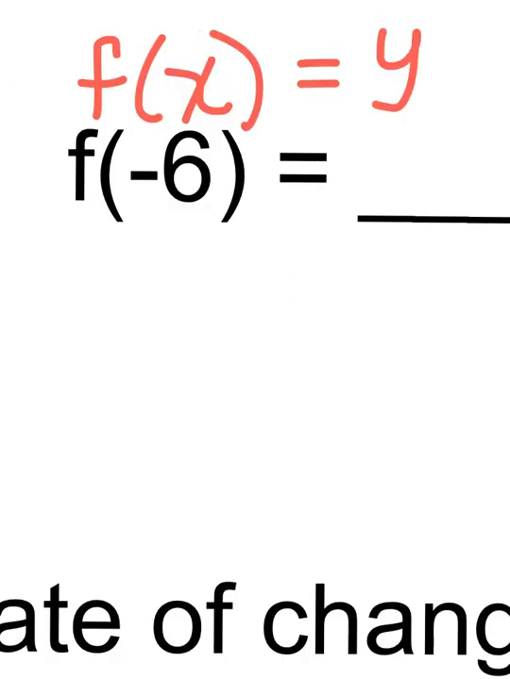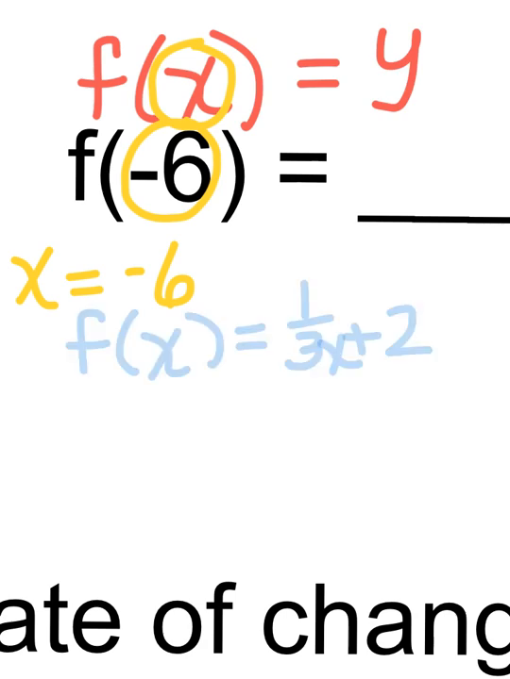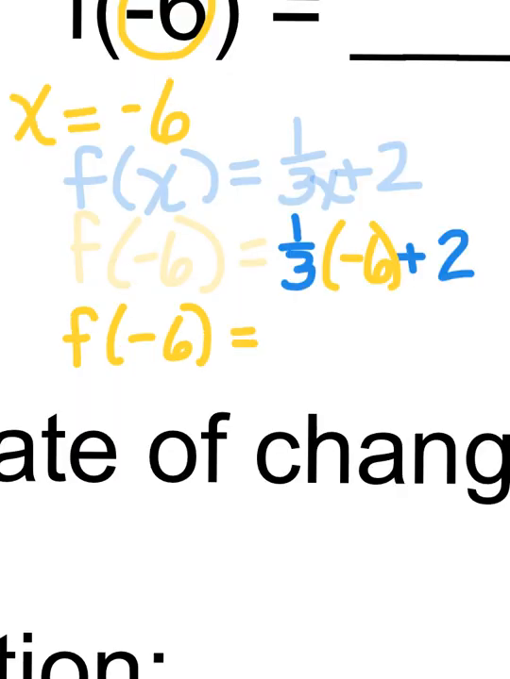Some people like to look at it like this: f of x is equal to y. So the x is inside the parentheses. So when they're asking us this, x equals -6, they're asking, what's the y? Go back to the equation. We know that we're looking for the value of y when x is equal to -6. So substitute -6 into your equation, and then we simplify.